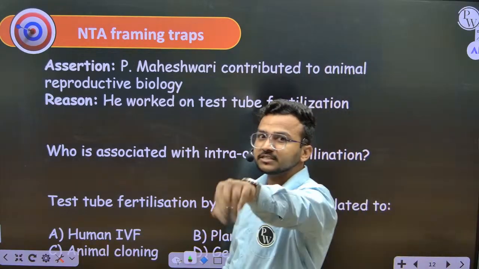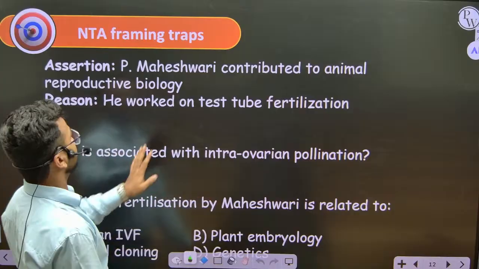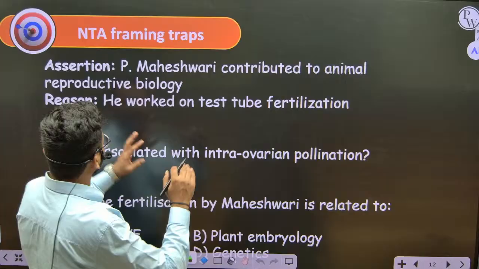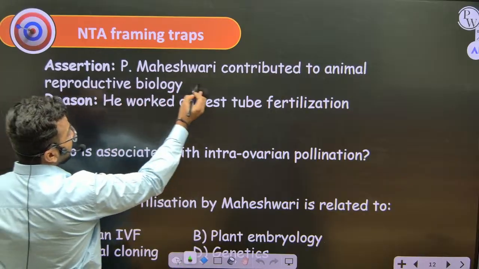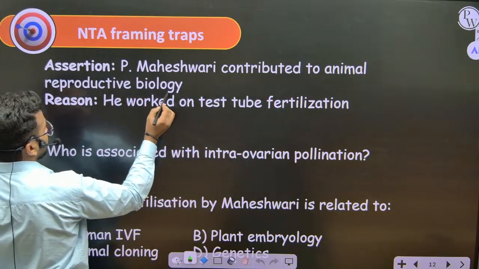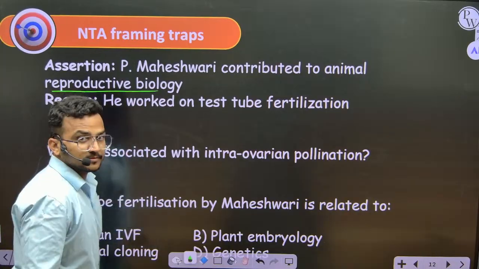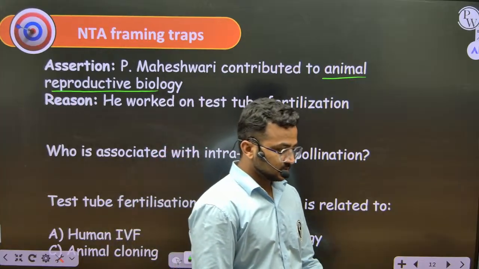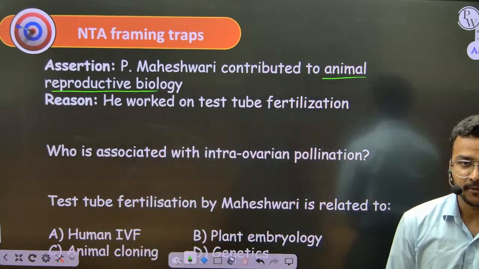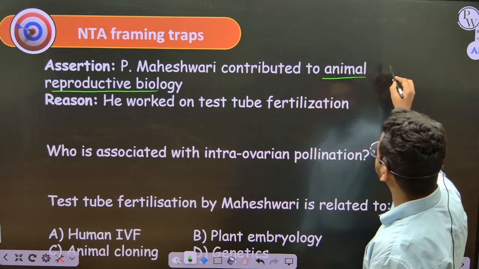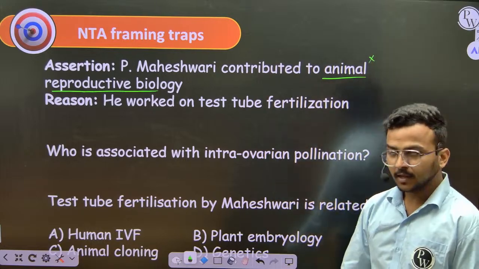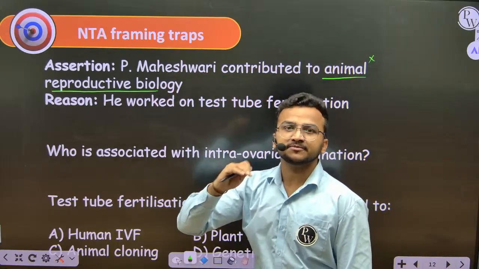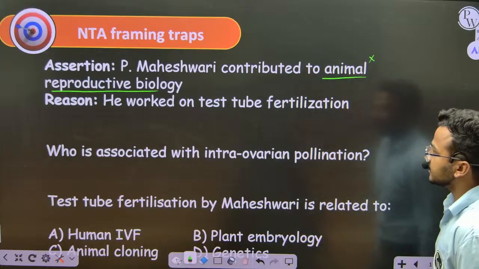How can the questions be framed here? You can see another one. NTA frames questions from a particular aspect: P. Maheshwari contributed to animal reproductive biology. Whether it is correct or not, animal is given here. Just recall what we have discussed. Animal is given, so it is not. Panchanan Maheshwari contributed to plant reproductive biology, especially embryology, so it's not a correct statement.